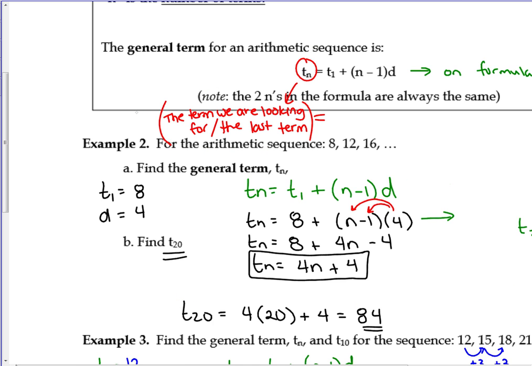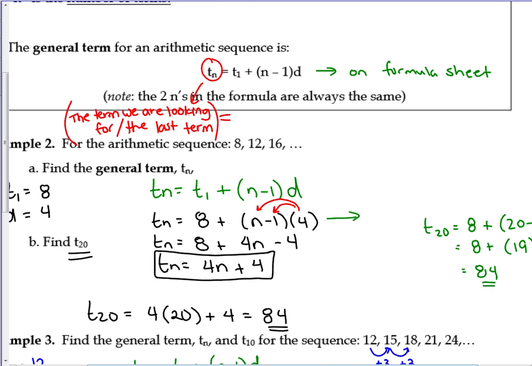200. Okay, so the term we're looking for is also thought of as the last term, because what if we know the last term and we're looking for what term number that is? Obviously, this is equal to the first term, plus the n minus 1. That's the number of times we add the common difference.